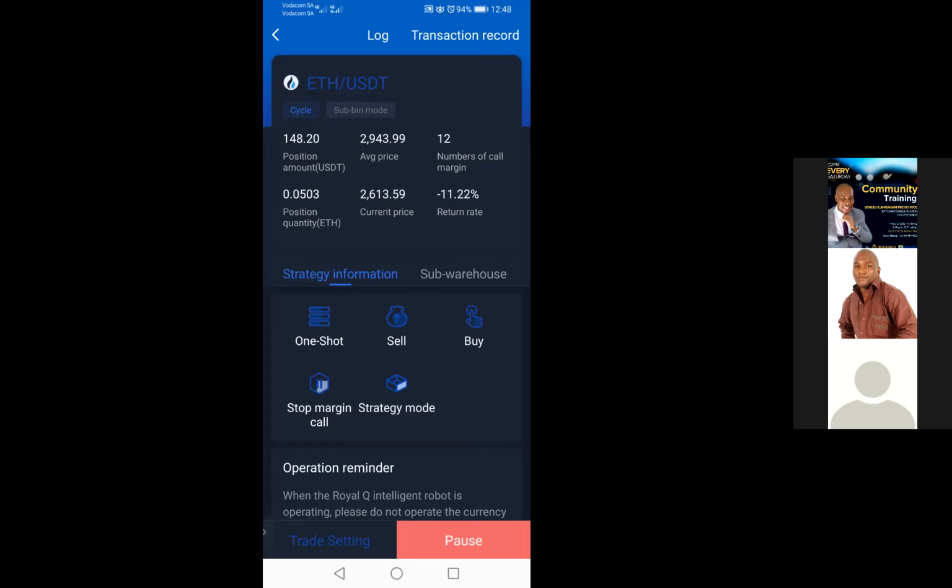So I click one shot. No, it's okay. It's on cycle. Can you see on top, below the heading of ETH, it's cycle? Yeah. All right. Okay. For your interest's sake, click on one shot, you'll see what happens on top. Click on one shot.